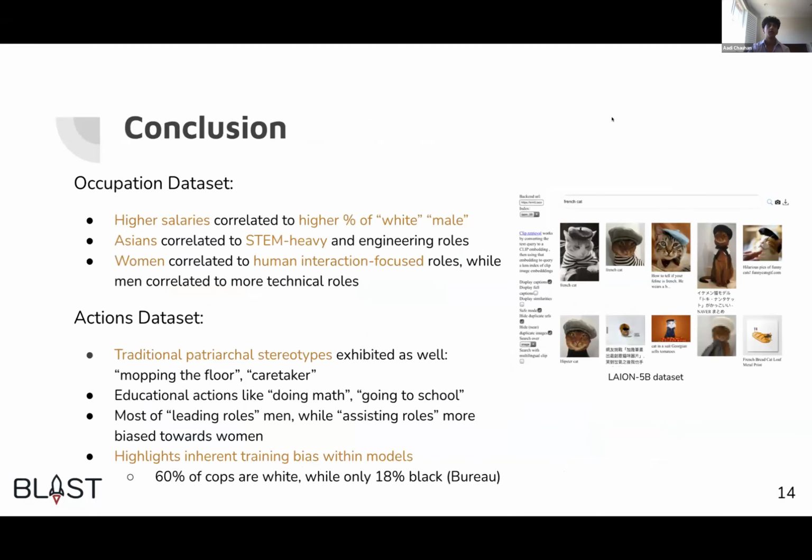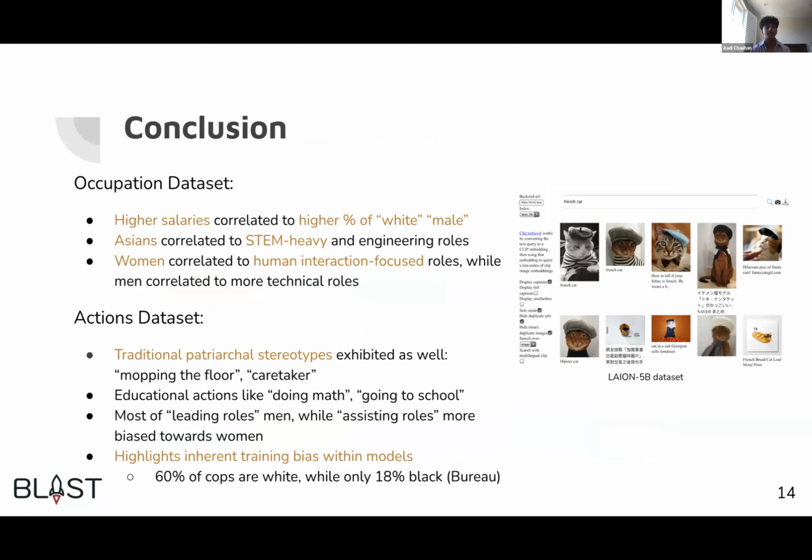So on to conclusions. Within the occupation data set itself, we found that higher salaries were often correlated to higher percents of being either white or male. Asians were more correlated to STEM-heavier engineering roles, and women were more correlated to nurturing or caring, human interaction-focused roles, while men were often related to leading and technical roles.